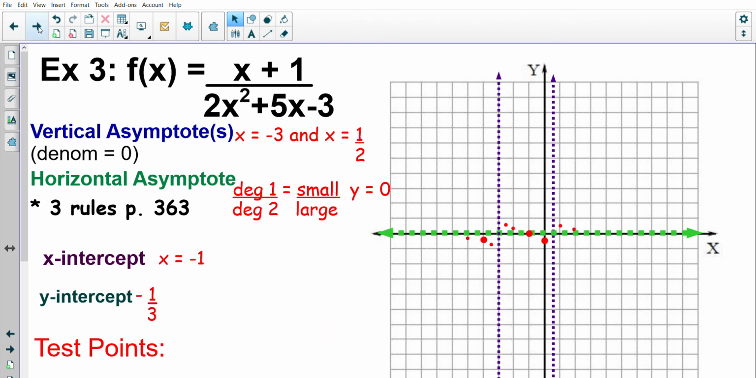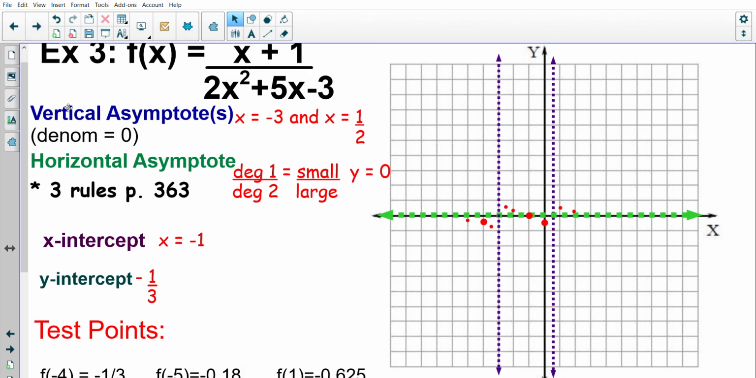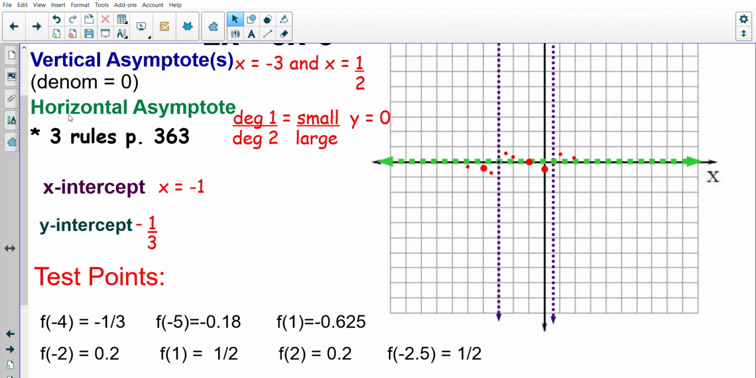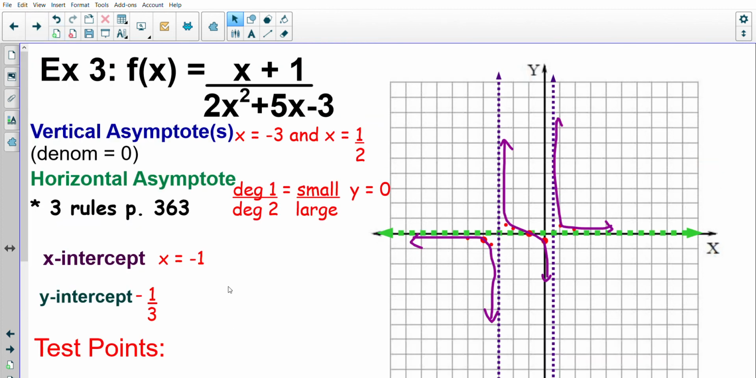Test points are the last thing, and I checked quite a few test points here, and I'm pretty certain that I know what it does. So plot your test points, and then go ahead and draw your graph.